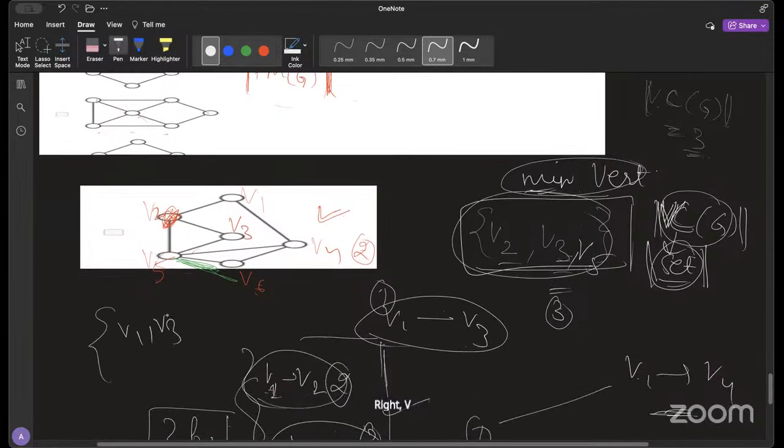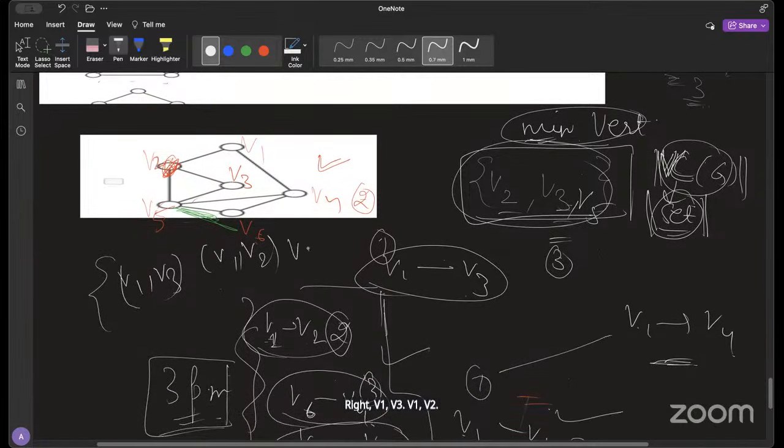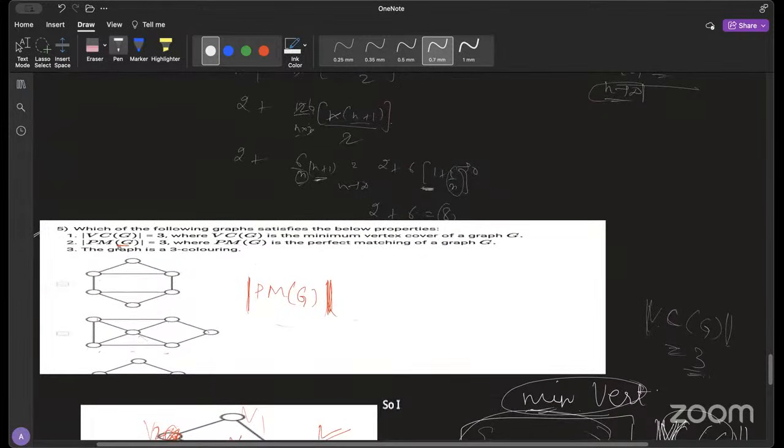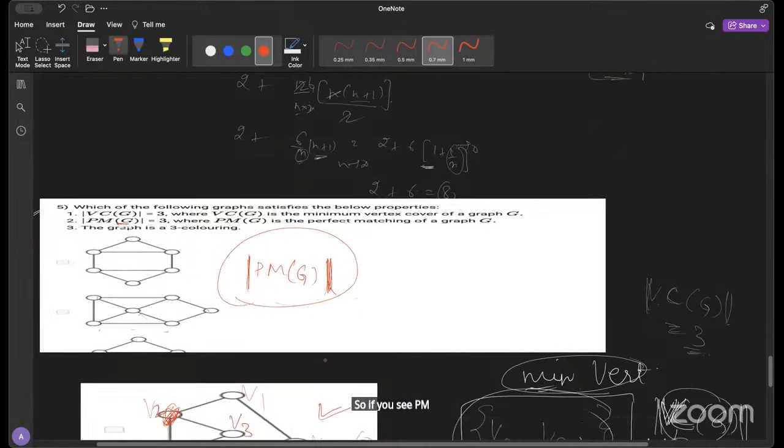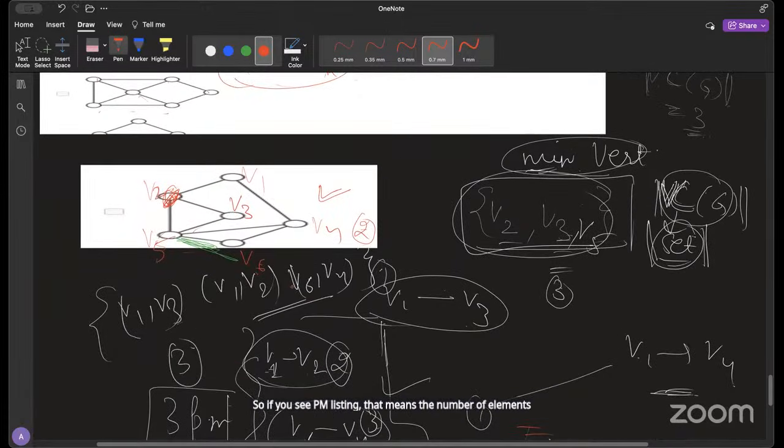A perfect matching is also this, right? V1, V3, V1, V2, and V6, V4. So if this is your perfect matching, then the cardinality is 3. So I think this is what this option means. If you see PM with this notation, that means the number of elements in your perfect matching set. Is that okay?